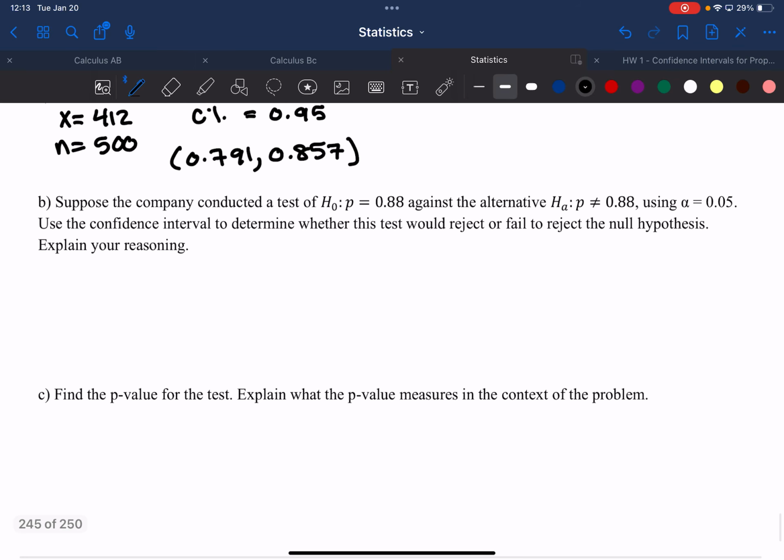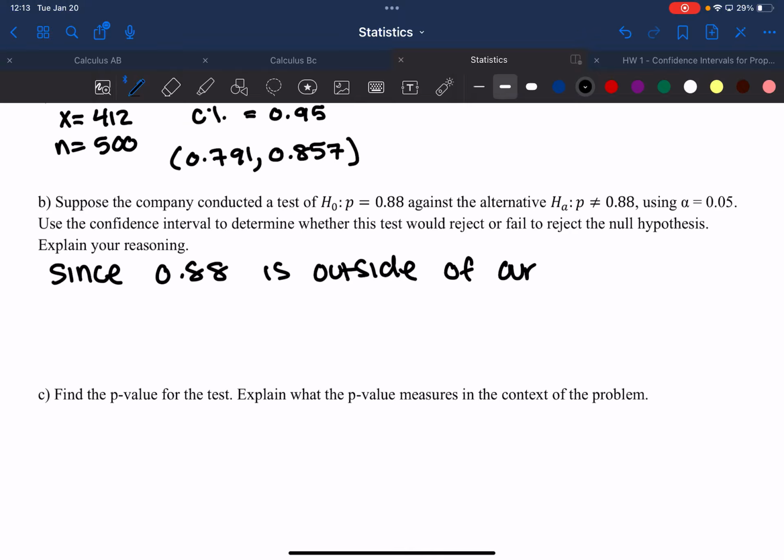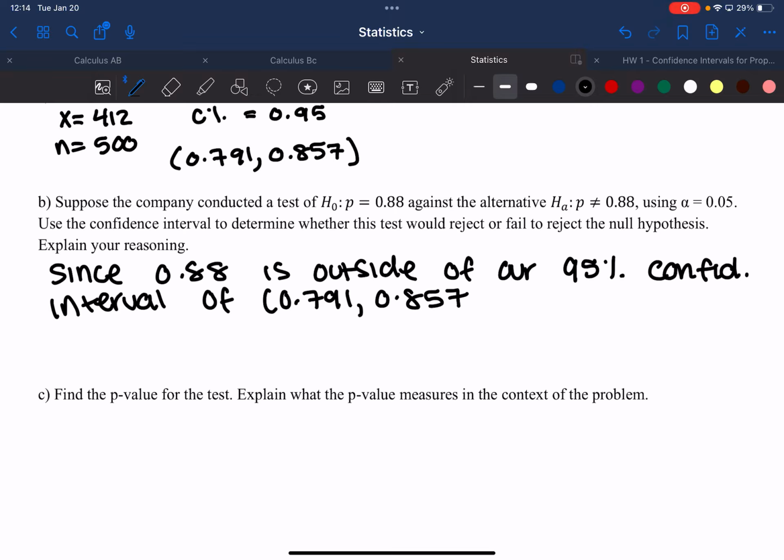So we would say that since 0.88 is outside of our 95% confidence interval of 0.791 and 0.857, we what? Going back up to the notes, are we going to reject or fail to reject? We are going to reject, because if it is not in the interval, we reject. So we're going to reject the null hypothesis.